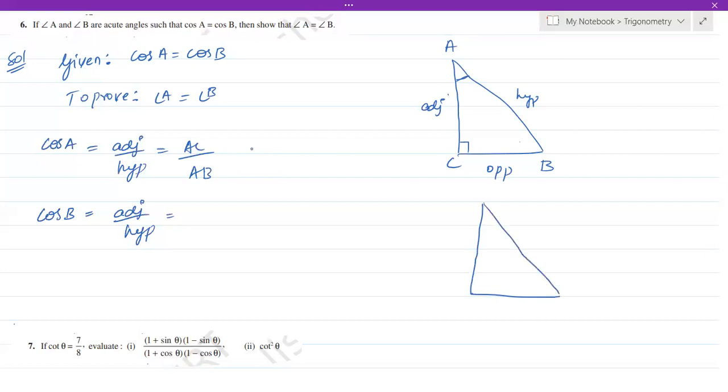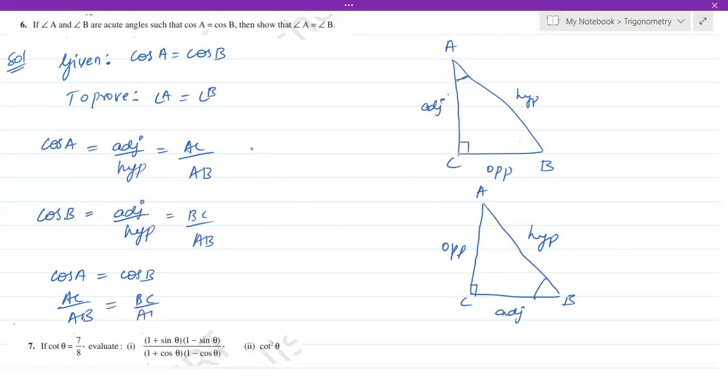This is how you have to do it in exam. Now the angle is at B. If the angle is at B, AC becomes opposite, CB becomes adjacent, and this is always the hypotenuse. Now adjacent by hypotenuse: adjacent is BC, hypotenuse is AB. So they have given cos A is equal to cos B. Now what is cos A? We have got it as AC by AB. And what is cos B?